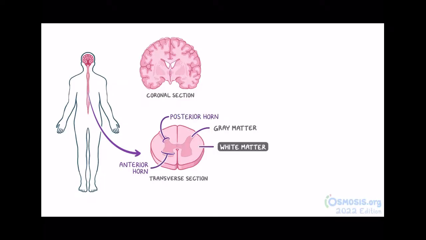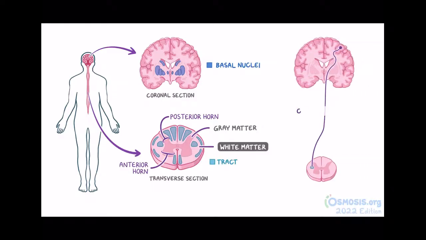Also, a group of neuronal cell bodies may sometimes occupy a region surrounded by white matter, deep in the brain and brainstem. In this case, a group of neuron cell bodies in the CNS is called a nucleus. For example, in the brain surrounded by white matter are several distinct groups of cell bodies, called basal nuclei. Now, a bundle of axons within the CNS is called a tract, like the corticospinal tract, which consists of the axons of motor neurons extending from the cerebral cortex to the spinal cord.